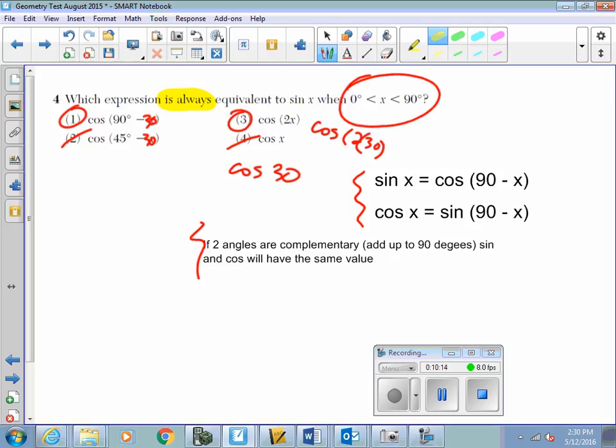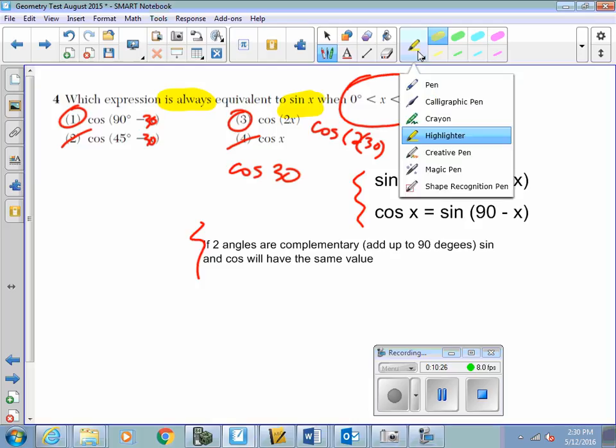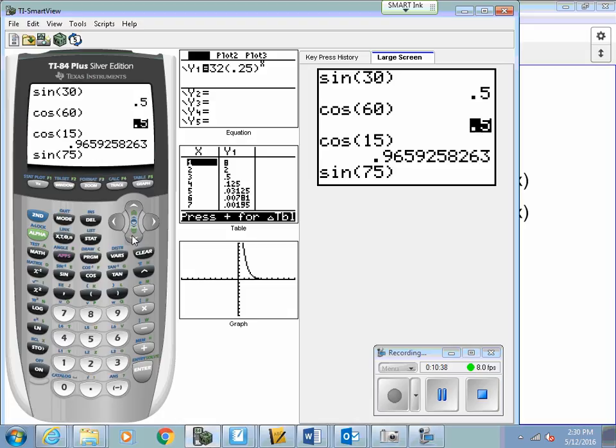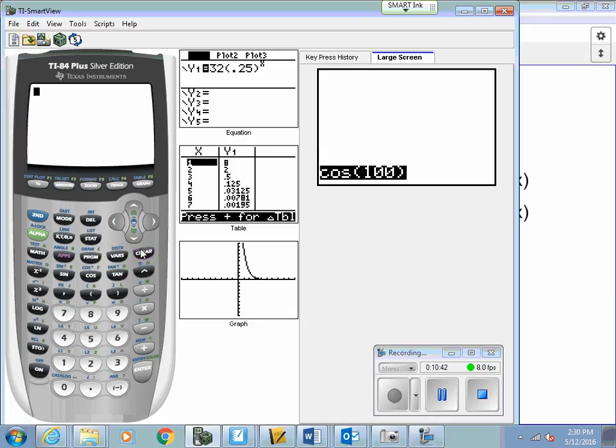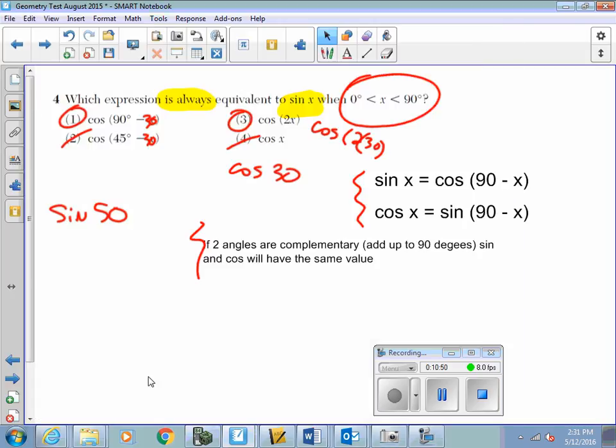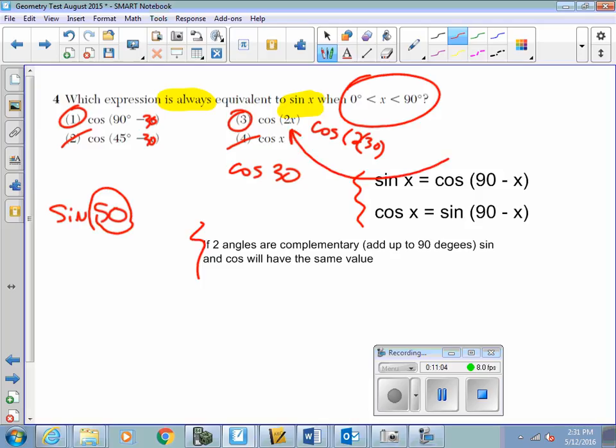What about 50? Remember, it's which expression is always equivalent to sine of x. So we want to start with sine of x, and let's just choose an angle. So I have sine of 50. We'll go to my calculator and see what the sine of 50 is. Right, sine 50 is 0.7660. Now, if I plug in this same angle, 50, into our third answer, it'd be the cosine of 2 times 50. So that's really going to be the cosine of 100.